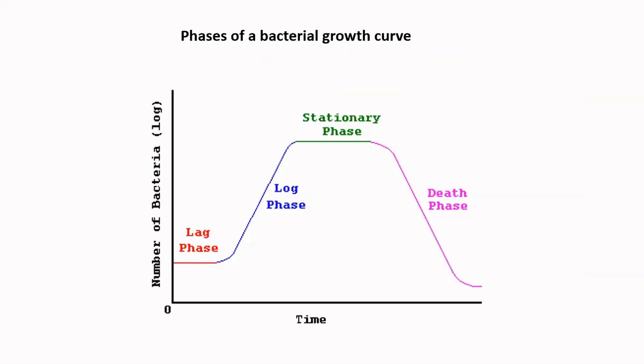Now these are the phases of the bacterial growth curve. The y-axis is the number of bacteria in log scale, and the x-axis is the time. Basically the bacterial growth curve consists of 4 phases: lag phase, log phase, where we call it the exponential phase where the growth is higher, and the stationary phase, and finally the death phase.